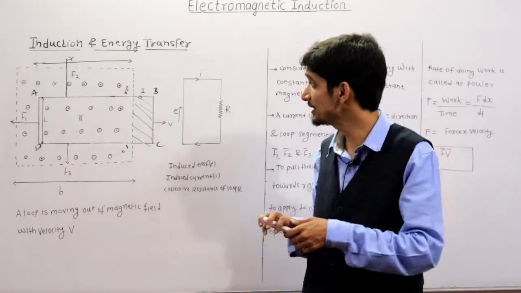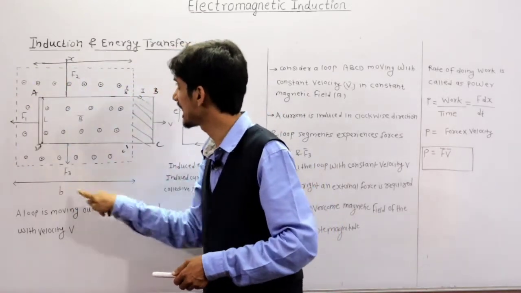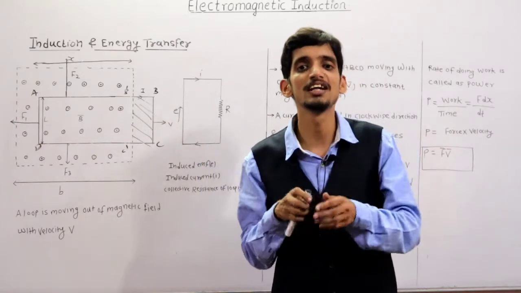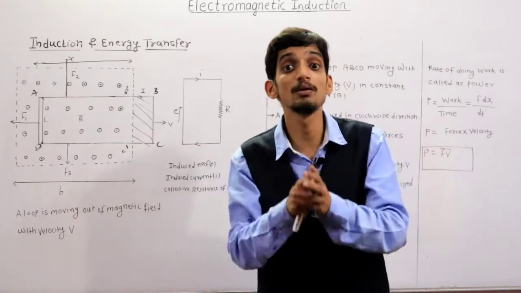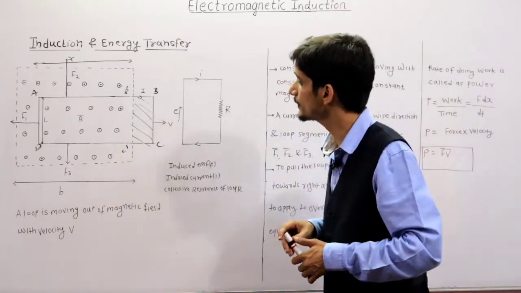Again, the important point is that the dotted lines in this diagram indicate the region in which the magnetic field is confined, or concentrated, in that particular region only. Clear? Okay. Now listen here.